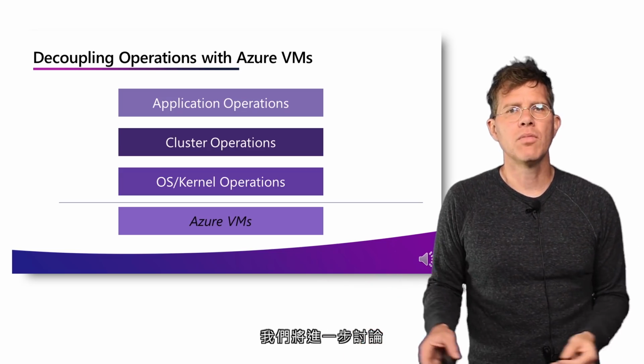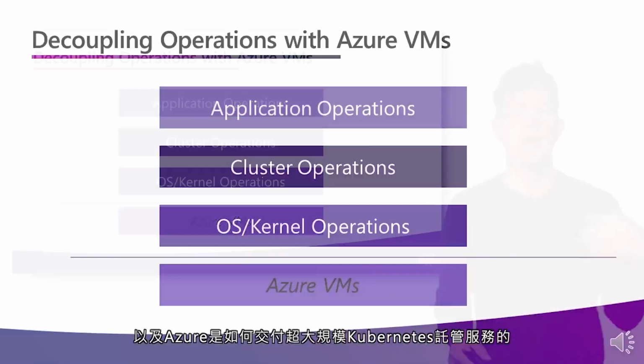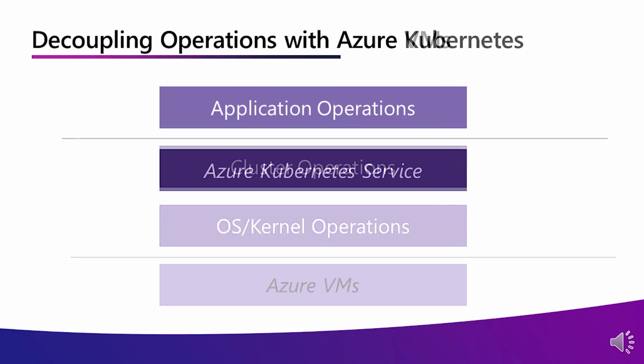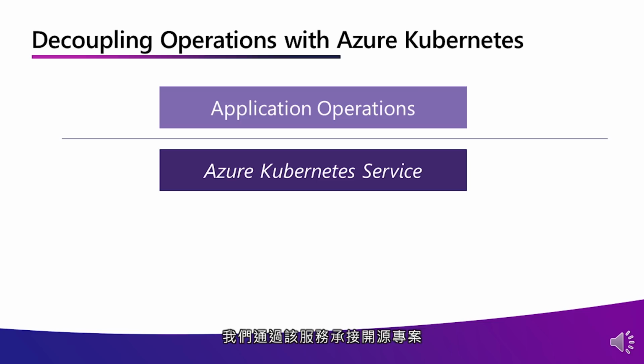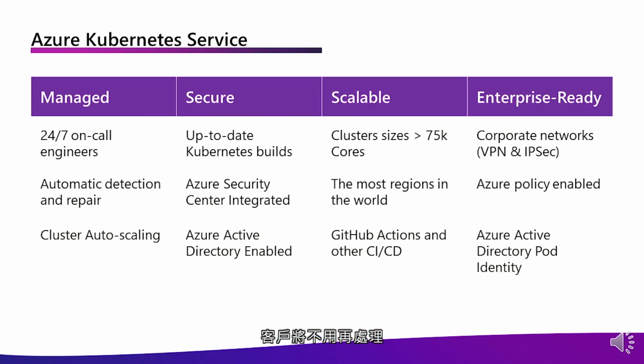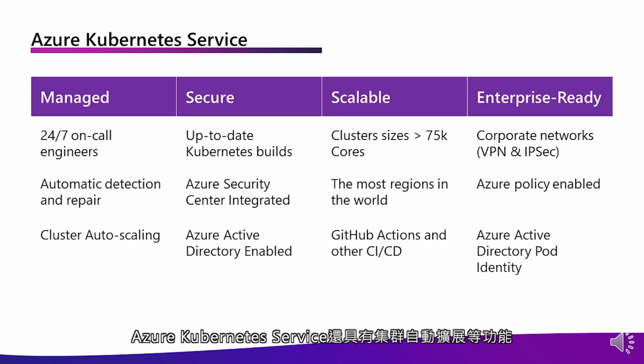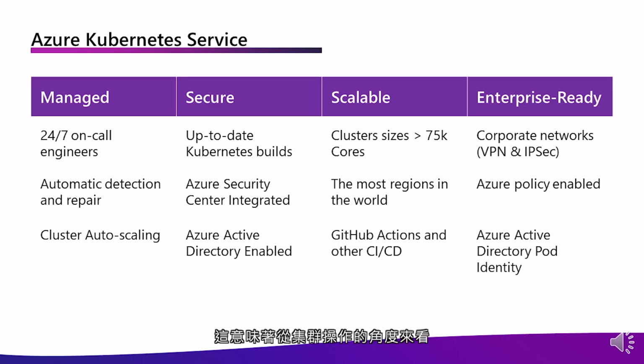All right, so we're going to talk a little bit more about the Azure Kubernetes service itself and how Azure delivers managed Kubernetes at hyperscale. When we think about the Azure Kubernetes service, it's all about taking that open source project and delivering it to you in a way where all of the operations of Kubernetes itself are taken care of for you. So this management includes 24/7 on-call engineers, as well as automatic detection and repair of clusters if there's problems. It includes things like cluster auto-scaling, which means that really from a cluster operations perspective, you can trust Azure to deliver the Kubernetes API in a reliable way without any interference or any requirement that you and your team be involved in the operations of that cluster.